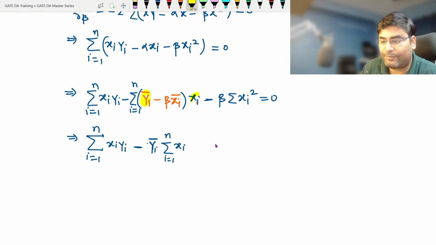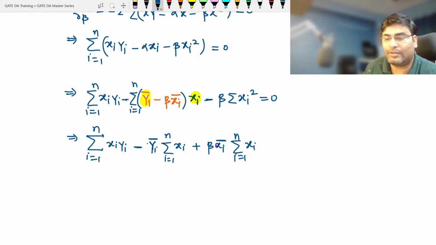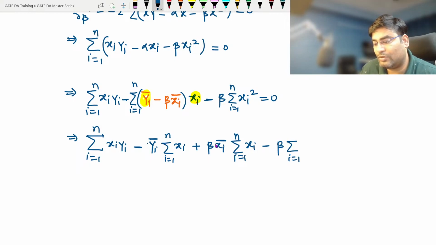Let me also use some color coding. Y bar is already a constant, so it will be like this. This is minus, and then you will do plus, minus, minus, plus. Then beta xi coming out, and this will be xi bar, sorry, xi, i equal to 1 to n. See the maths, guys. And then it is beta, I missed writing here i equal to 1 to n, xi whole square, equal to zero.